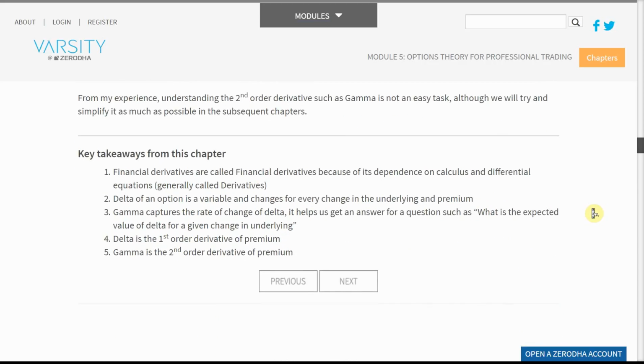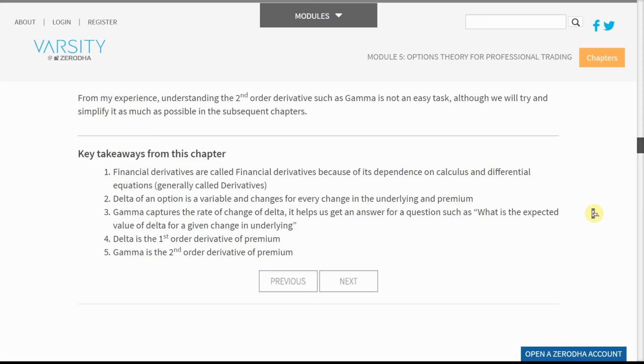Key takeaways from this chapter. Financial derivatives are called financial derivatives because of their dependence on calculus and differential equations, generally called derivatives. Delta of an option is a variable and changes for every change in the underlying and premium. Gamma captures the rate of change of delta. It helps us get an answer for a question such as, what is the expected value of delta for a given change in underlying? Delta is the first order derivative of premium. Gamma is the second order derivative of premium.